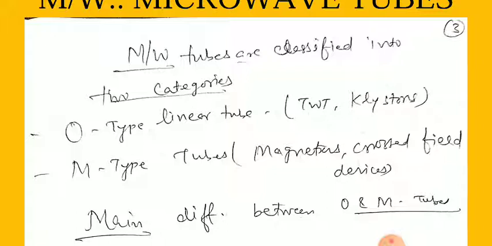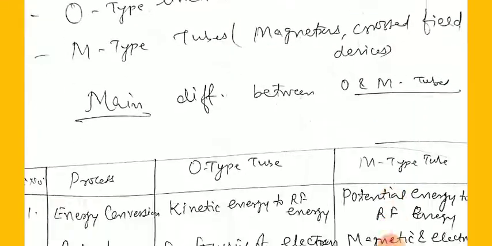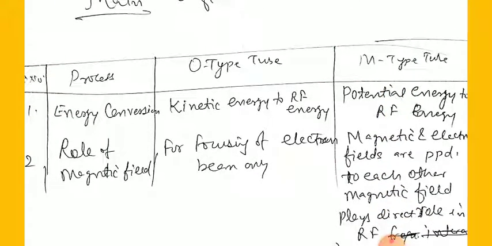The main differences between the O-type and the M-type tubes are related to two basic processes or facts. Number one, the energy conversion. In the O type, the kinetic energy of the electron is converted to the RF energy, while in the M type tubes the energy conversion is from the potential energy to the RF energy.